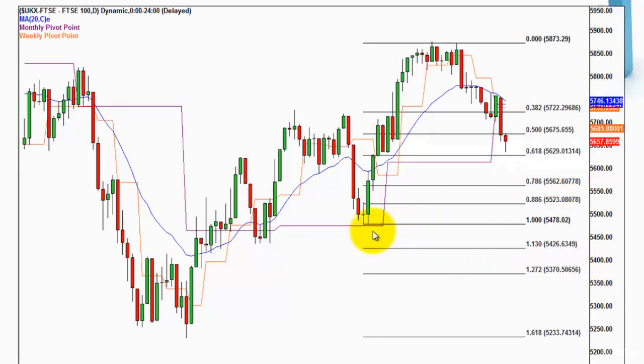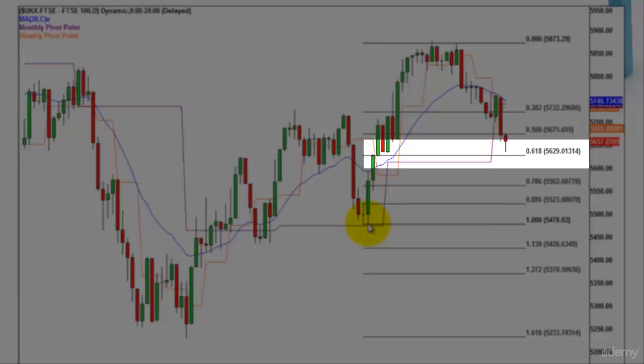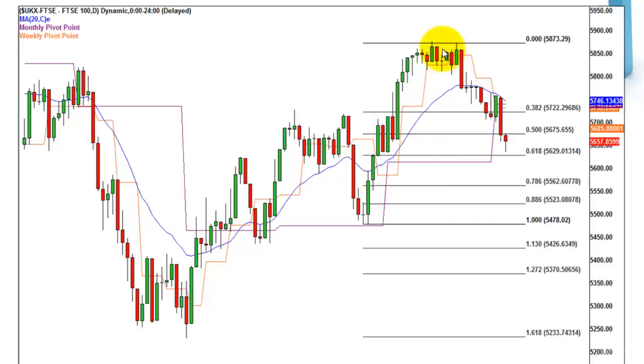Well, as you'll see, as we take the Fibonacci retracement tool from the most recent swing low to the most recent swing high, we can see that it's come to respect the 0.618 Fibonacci retracement, which is fine. No problem. But how about taking it from multiple swing lows to the most recent swing high? Let's have a look at the chart.